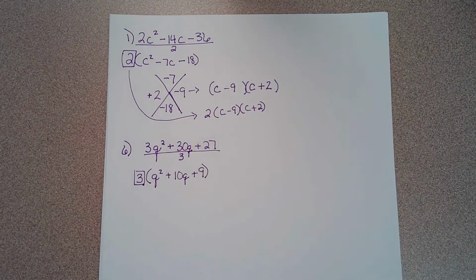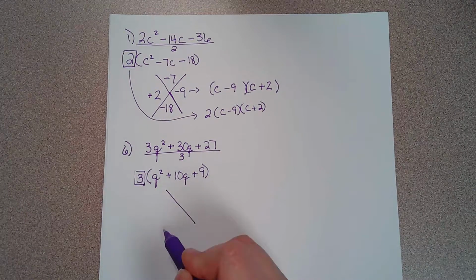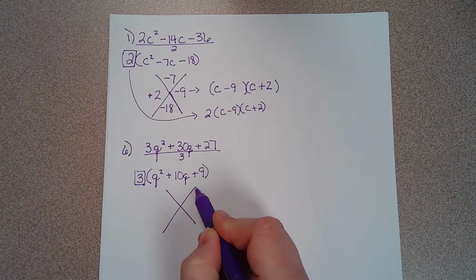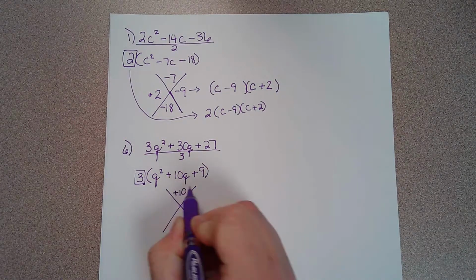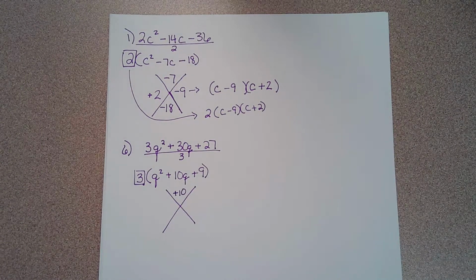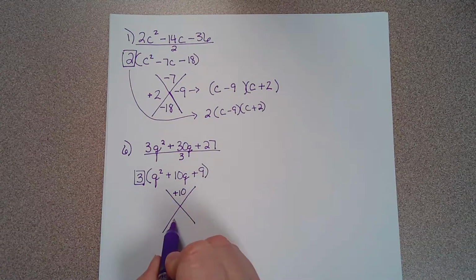So now that we've reduced it down by factoring out a common factor, we can now go to the x factor. So someone help me fill in the table. What do we have and where? Okay, we put our positive 10 at the top, correct? The positive 9 at the bottom, excellent.